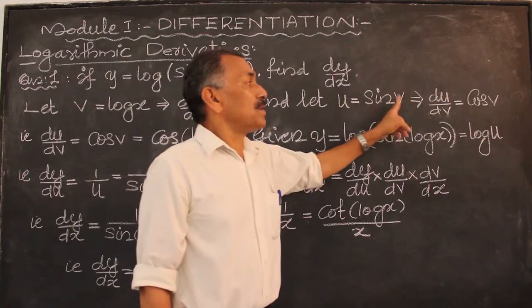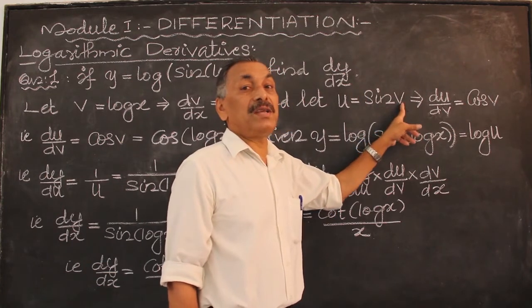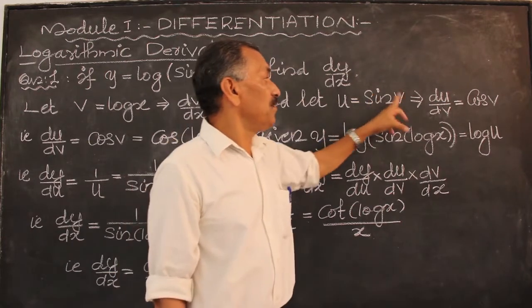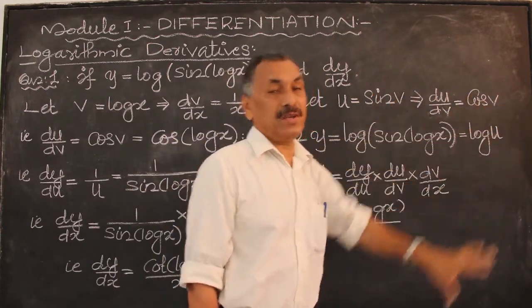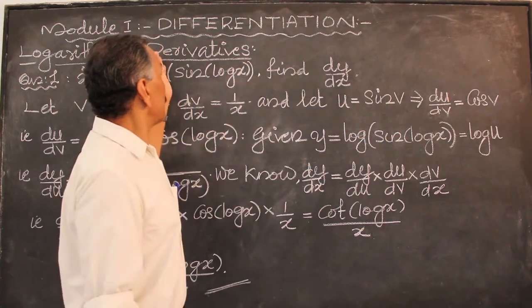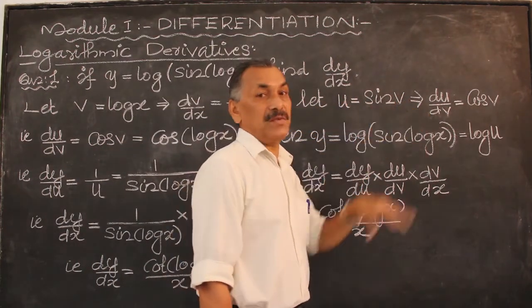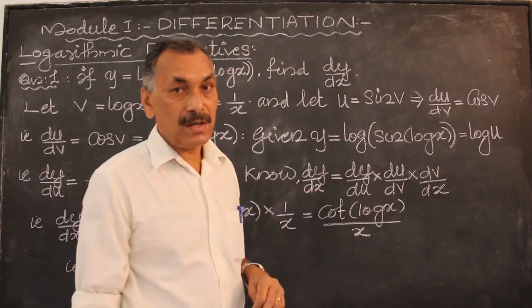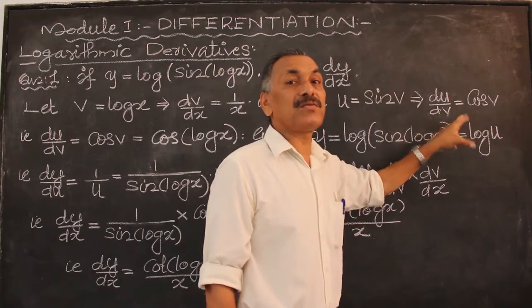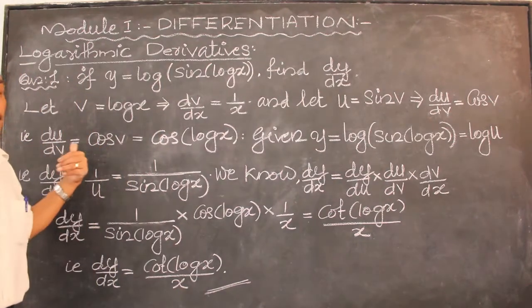Then u is equal to sine v, so u is a function of v, and we can find du divided by dv. What is du by dv? The derivative of sine v with respect to v is cos v. That is, du by dv is equal to cos v.